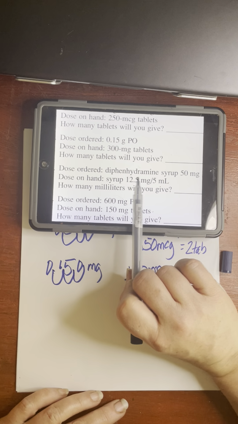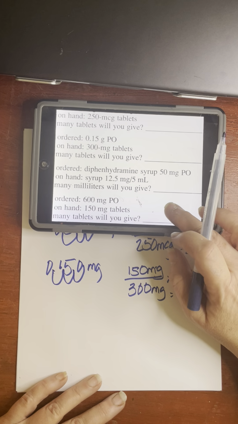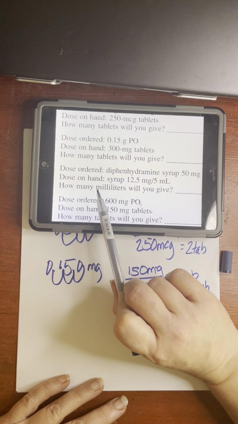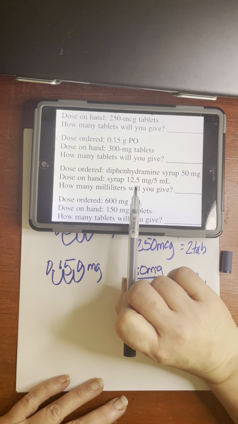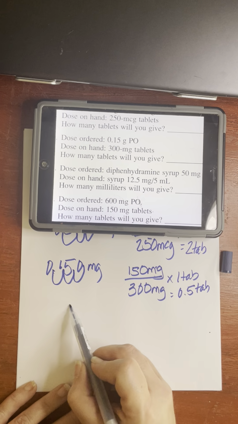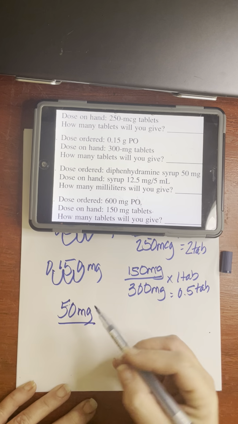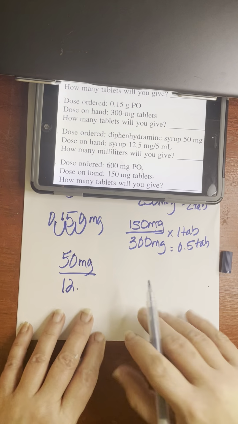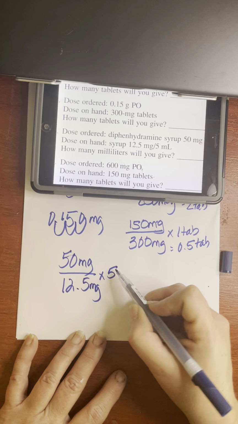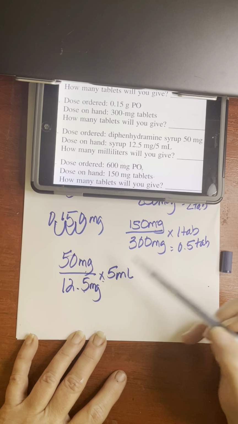So next we have diphenhydramine, that's the smoking dope name for Benadryl, syrup, 50 milligrams PO. On hand, we have a syrup that is 12.5 milligrams per 5 mLs. So let's set up our problem. What he wants is 50 milligrams. What I have is 12.5 milligrams per 5 mLs. And then we're going to do the math. That divided by that times that.